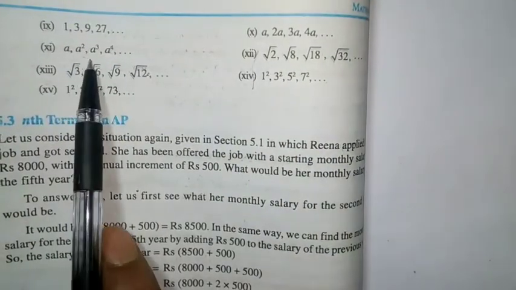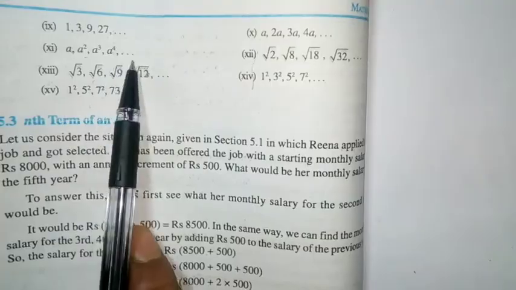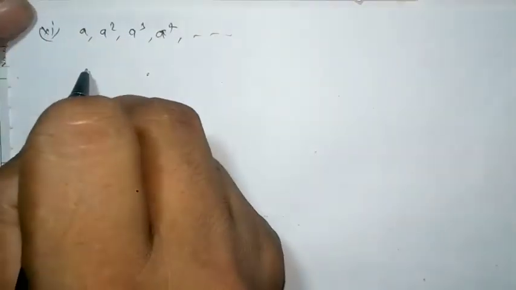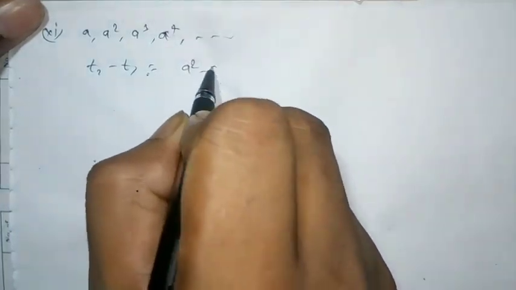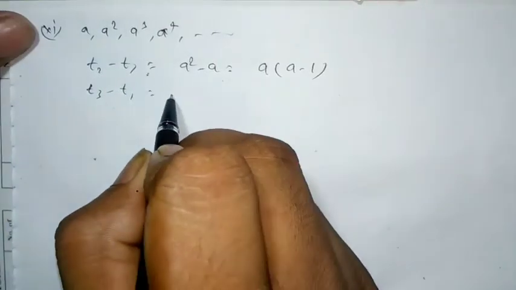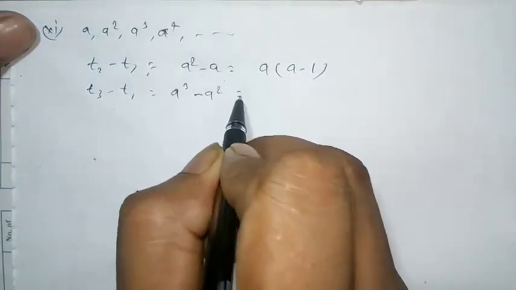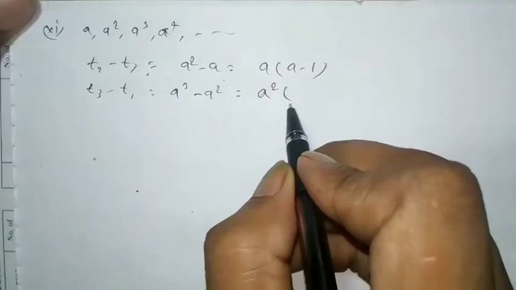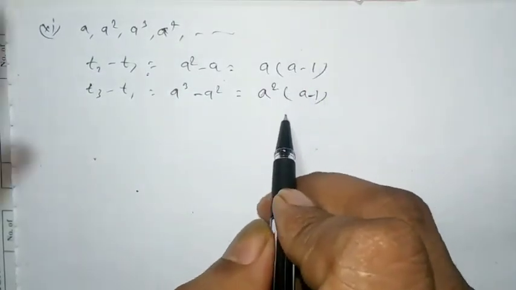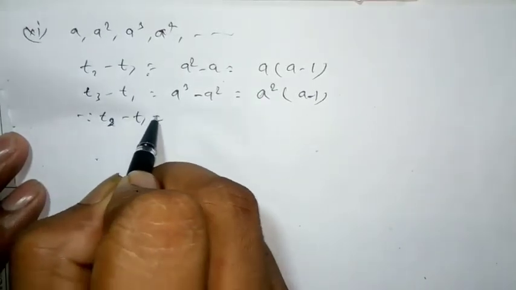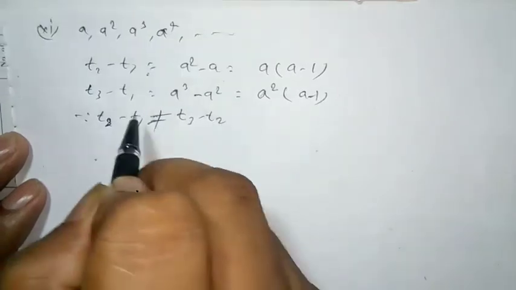Question number 11: a, a square, a to the power 3, a to the power 4, and so on. Here T2 minus T1 is equal to a square minus a, is equal to a common, a minus 1. T3 minus T2 is equal to a to the power 3 minus a to the power 2, is equal to a square common, then a minus 1. Both are not equal, because T2 minus T1 does not equal T3 minus T2.